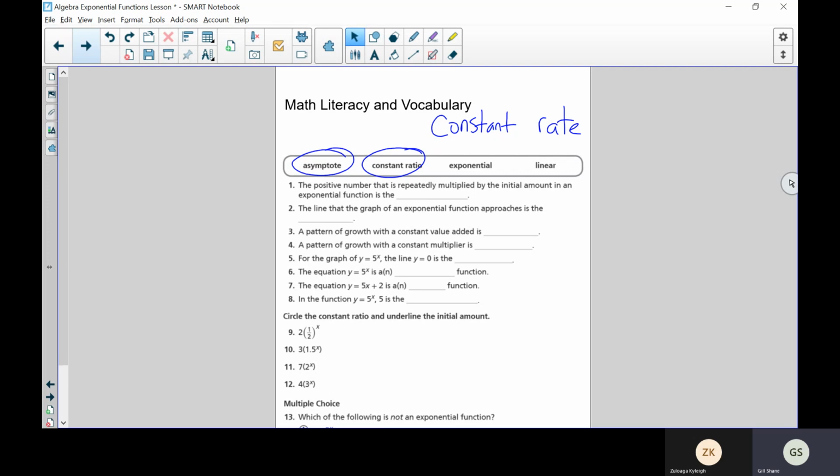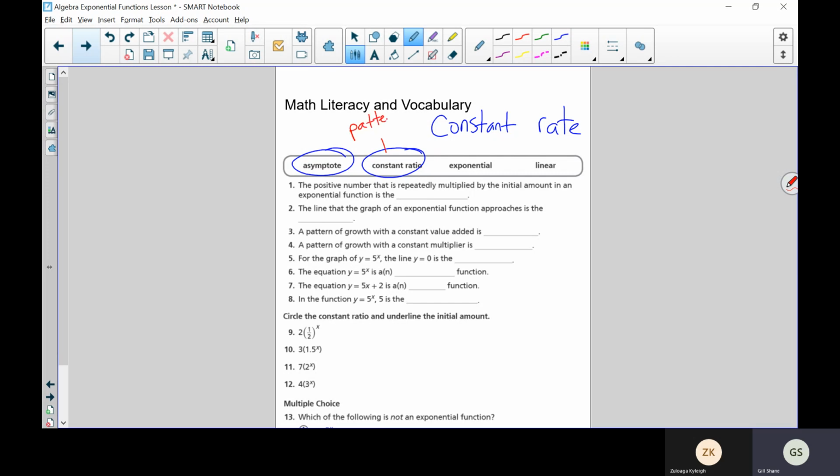Hold on, I got to go over these real quick. We're going to do them all together. I'm going to get to that one in a second. So we talked about exponential and linear. That's why they're not circled. Constant ratio is above that, so you may want to circle it.